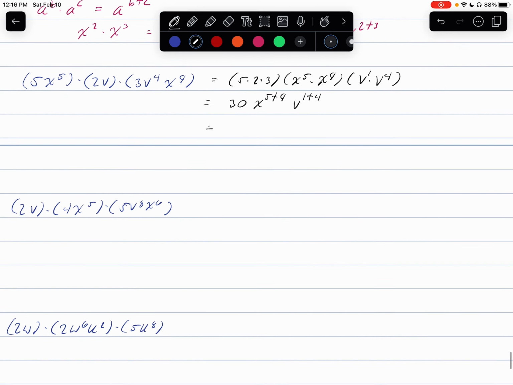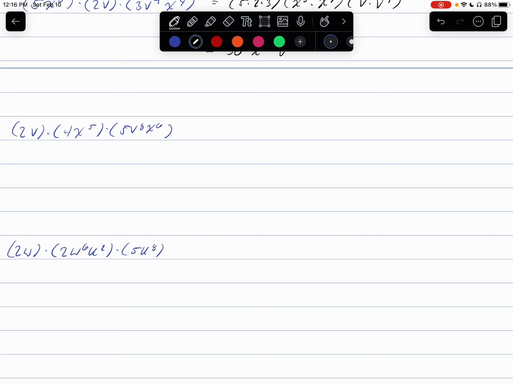If we simplified this, we'll have 30. That's as simple as it gets. And then x to the 5 plus 9, that's x to the 14th, so 14 copies of x there. And then v to the 1 plus 4, that's going to be 5. So our final answer is going to be 30x to the 14th times v to the 5th.